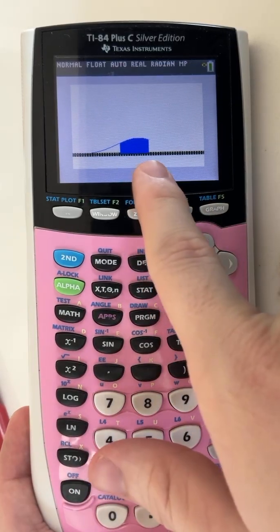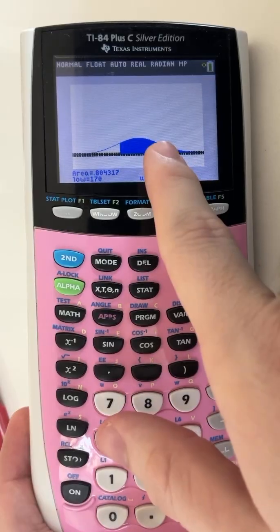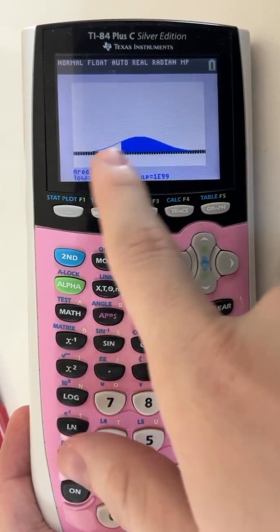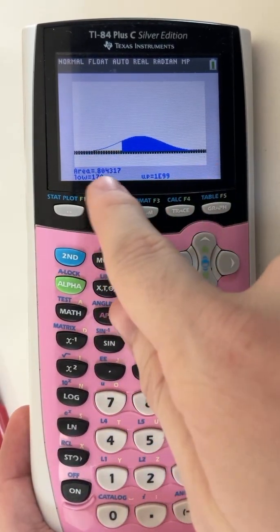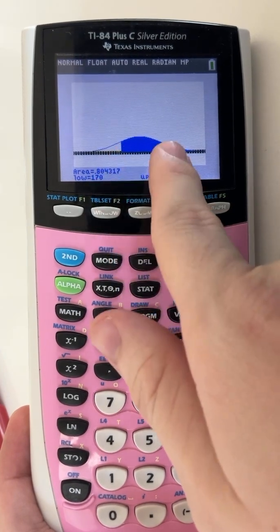And the blue area is all the people that are 170 pounds or larger who are adult males in the US. And so of all the adult males in the US, about 80.43% of them are 170 pounds or larger.